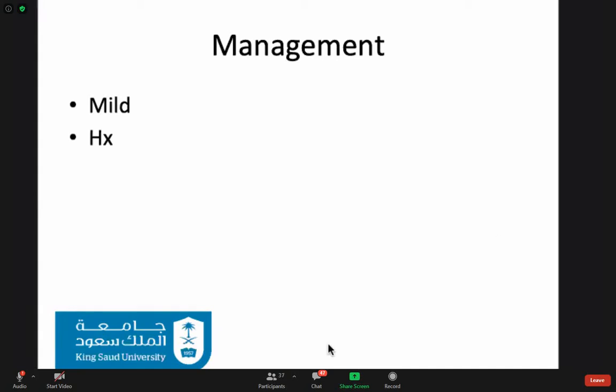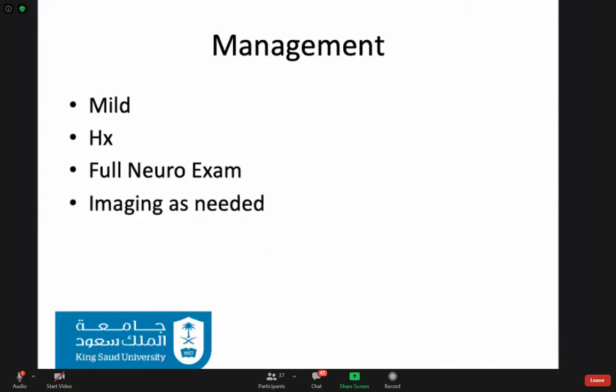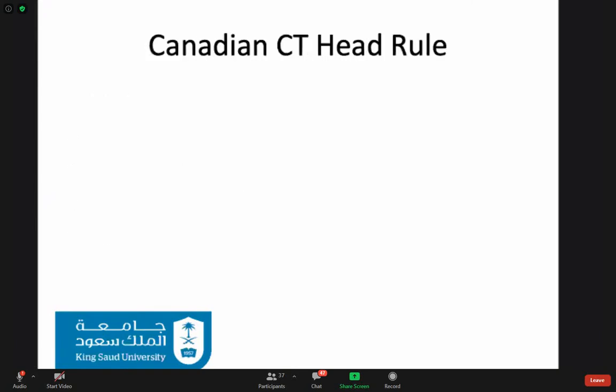These can all be used for C-spine and head injuries. Full neurological examination, very detailed history is very important in these patients, and then imaging as needed. Drug and alcohol screen as needed as well. So if we're suspecting that the patient had an injury secondary to alcohol, or if the patient's altered mental status is due to a drug or alcohol ingestion.